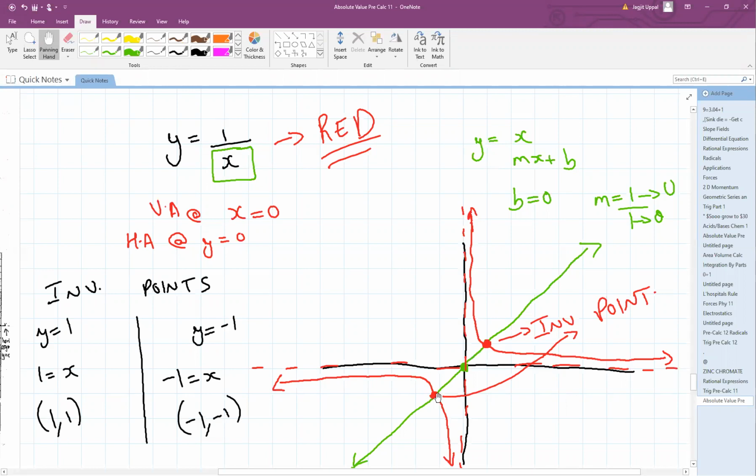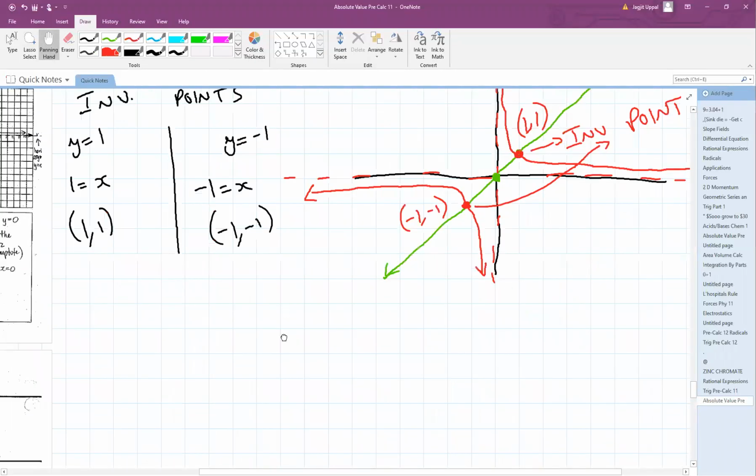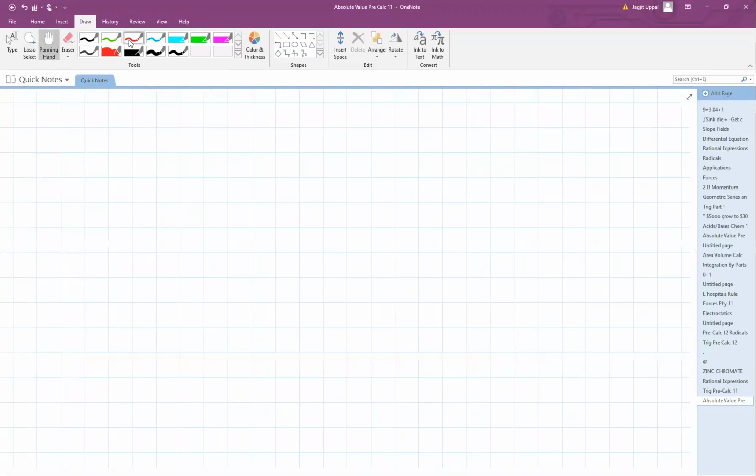So these two are your invariant points, right? Which are these points right here. It's going to make more sense when we do a couple more examples. So this guy and this guy are your invariant points. The example. Okay.